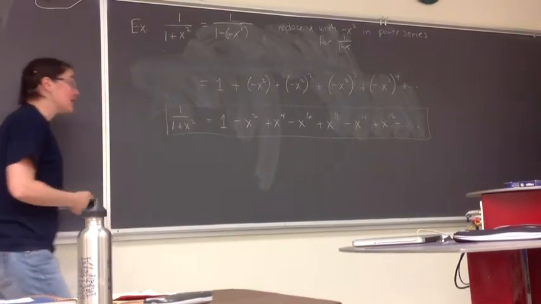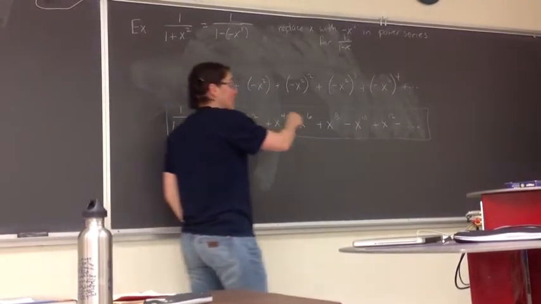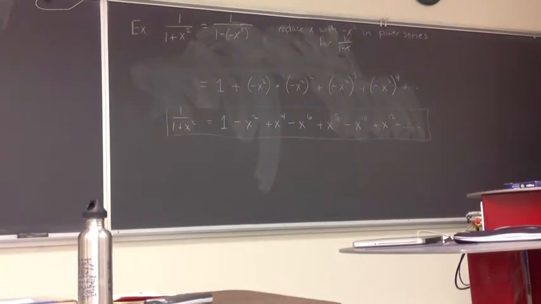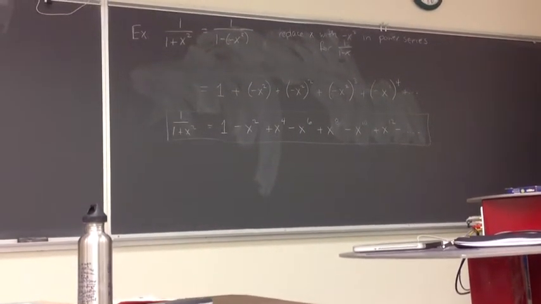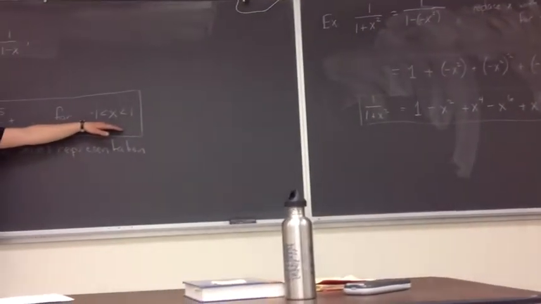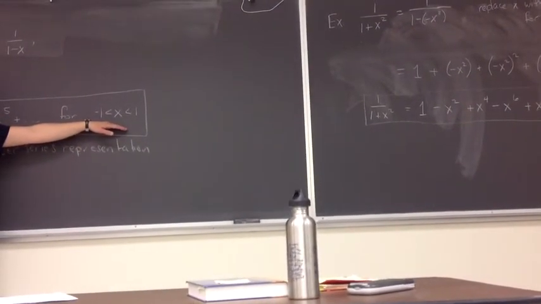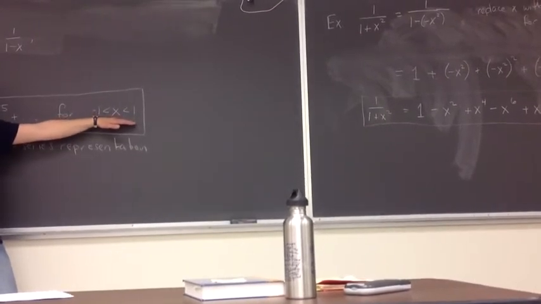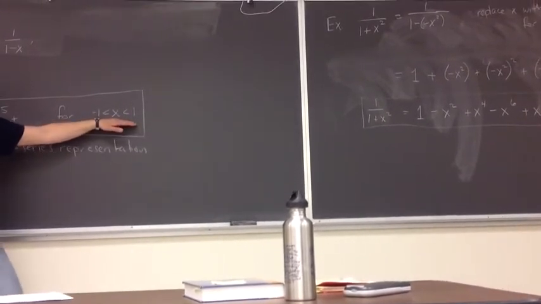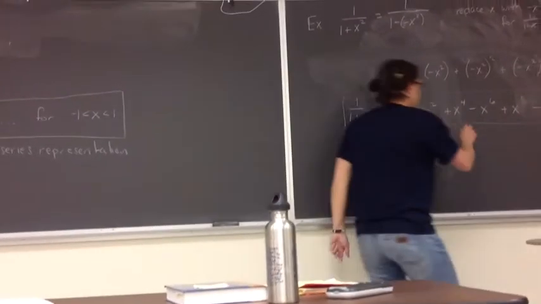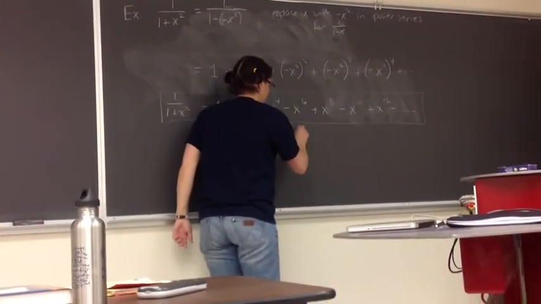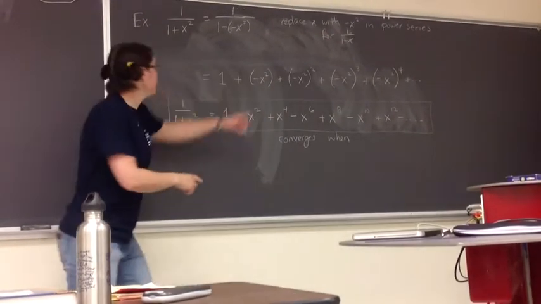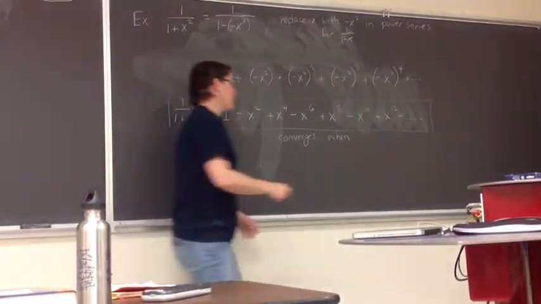Okay, so I've got this series, and I also would like to know where this series converges. And so I know that my original series converged where x was between negative 1 and 1. Okay, so my original function converges when x is between negative 1 and 1, but we replaced x. And so this series converges when that new stuff, the negative x squared, is between negative 1 and 1.